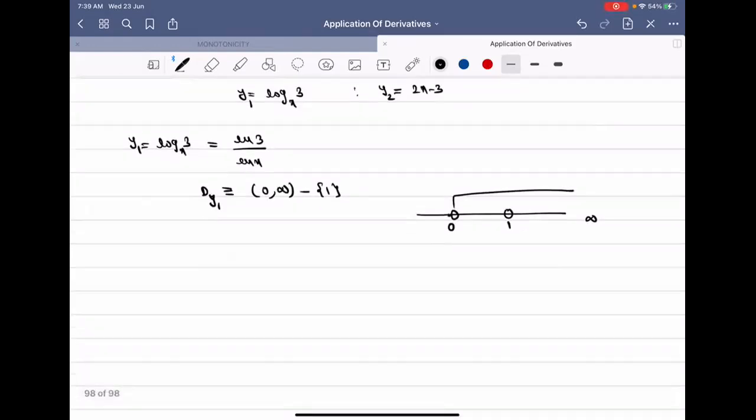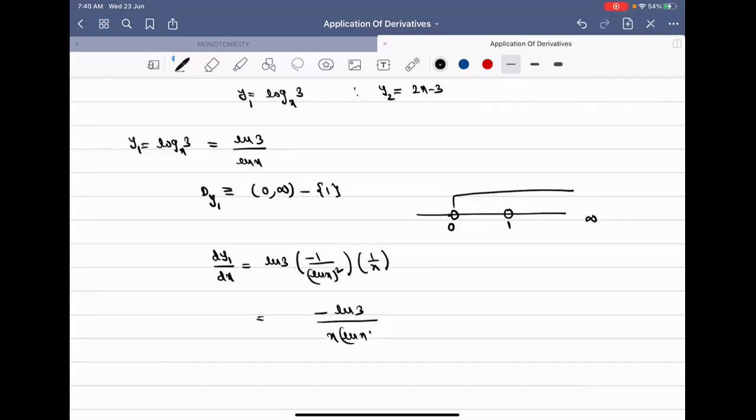Now we will draw the graph of this function. First differentiate dy1 by dx. ln 3 is a constant. The differentiation of 1 by ln x is minus 1 by ln x whole square, into, by the chain rule, the differentiation of ln x, which is 1 by x. That equals minus ln 3 over x times ln x whole square.